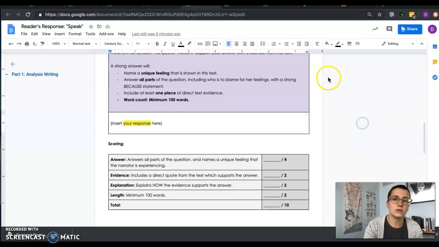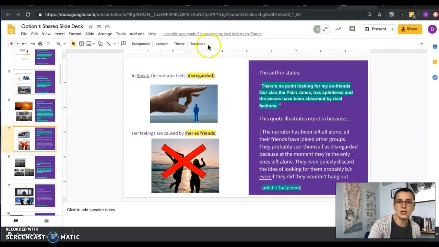I want to show you some things that we noticed on the shared slide deck and the Jamboard that could help you answer this question. Okay? So I'm going to start with the shared slide deck. What we noticed on many of these slides, we're seeing some great pictures, some great explanations, some great quotes, but where we really thought the work stood out was when students used some very specific words to describe the narrator's feelings. So we saw a lot of words like alone or sad.